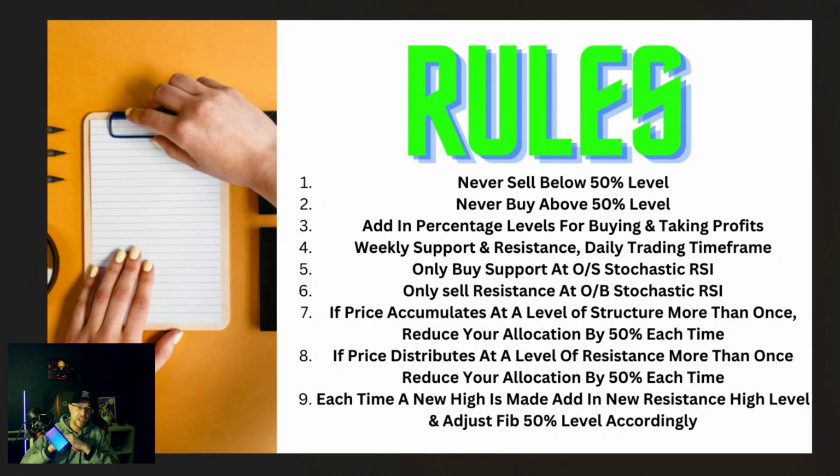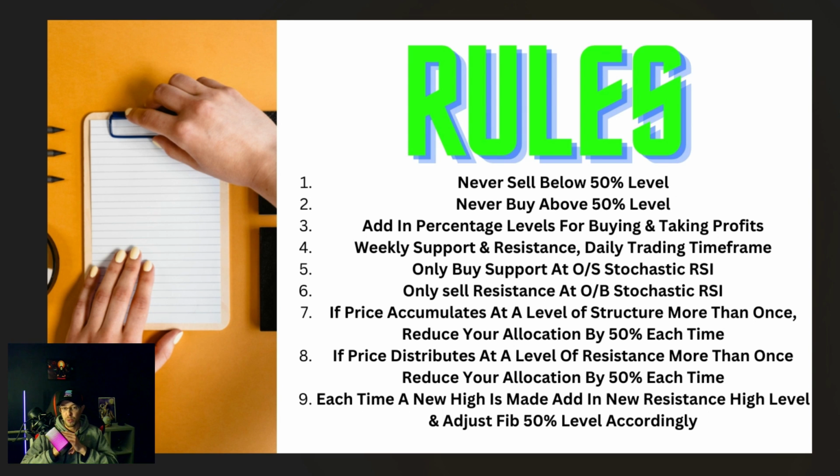Okay, this is the last part of the video now, guys, and one of the most important ones. I've saved it to the end, but in the next video, we're going to go through the practical application, how you do it in real time, and what levels to look out for in the coming weeks and months on the chart. So rule number 1 is never sell below the 50% level. Rule number 2, never buy above the 50% level. Number 3 is add in your percentage levels for buying and taking profits. We've already done that on the charts.